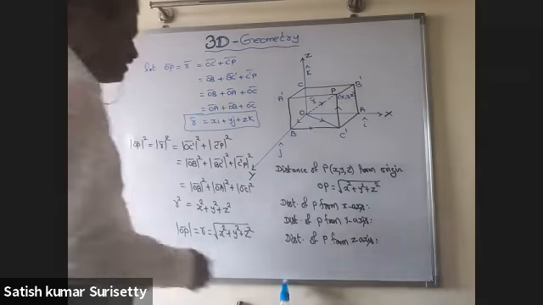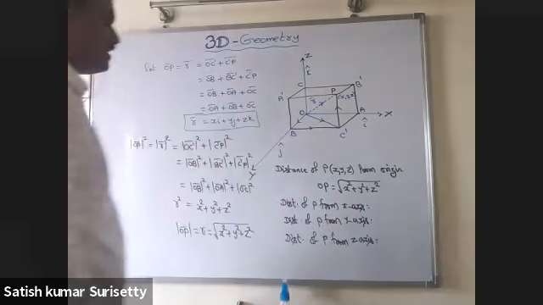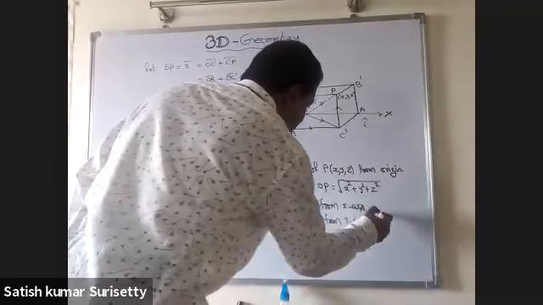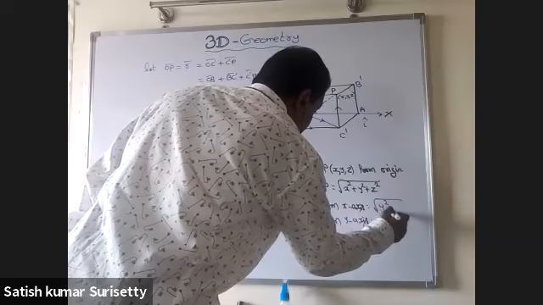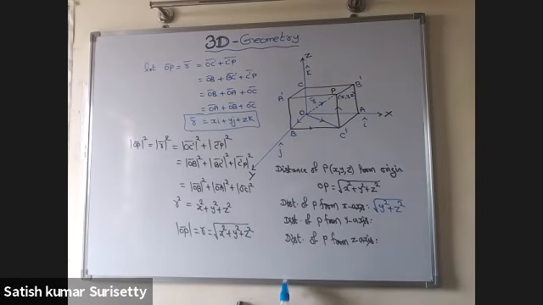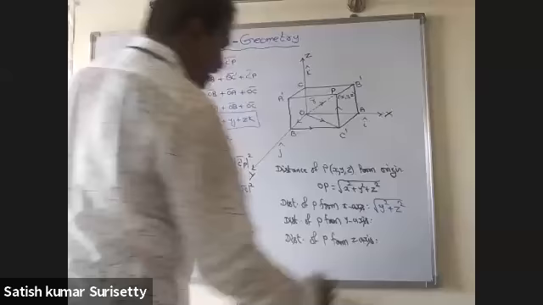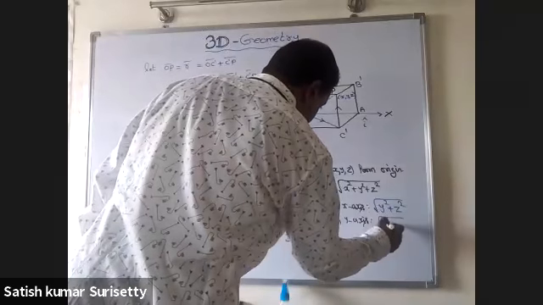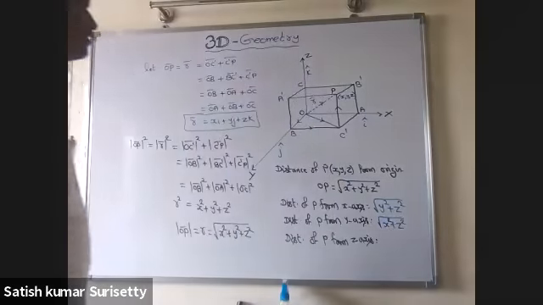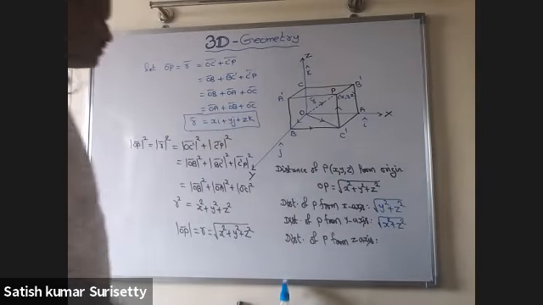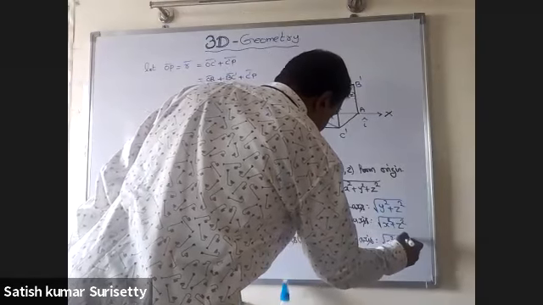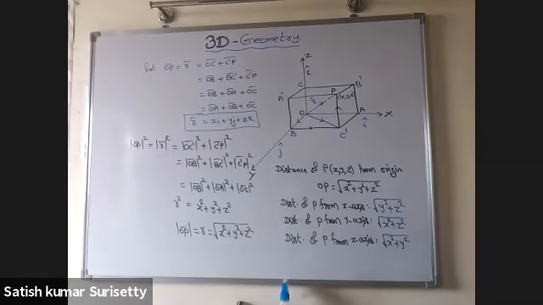Distance of the point P from x-axis is root of y square plus z square. Distance of P from y-axis is root of x square plus z square. Distance of P from z-axis is root of x square plus y square.